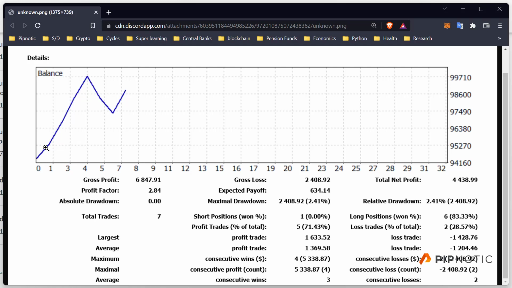Okay, so we had a nice run here. We lost 2 trades, 1, 2, and then we won the last one. So we are actually doing pretty nicely. So we have gross profit 6,850, gross loss 2,408, a profit of $4,400. Not bad for a week's work.